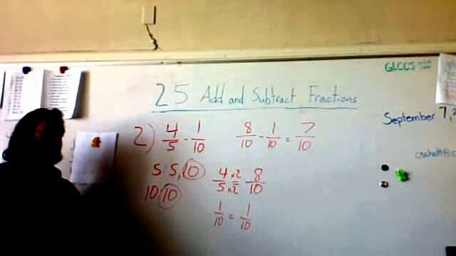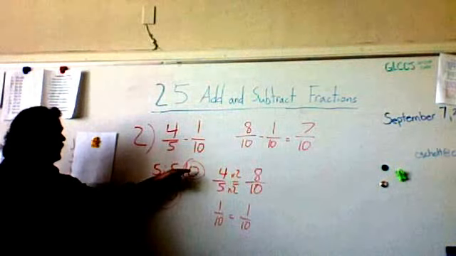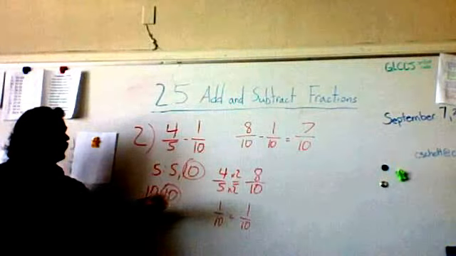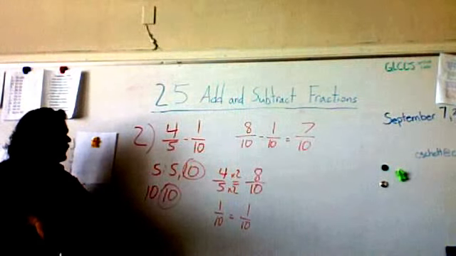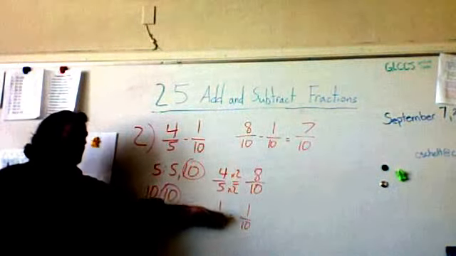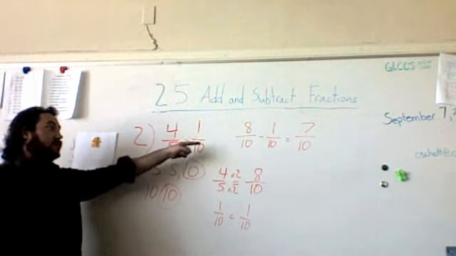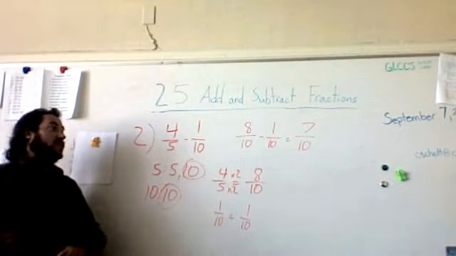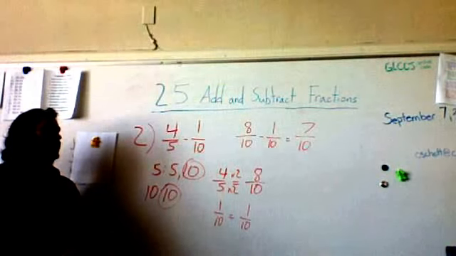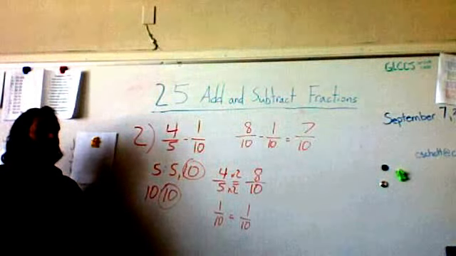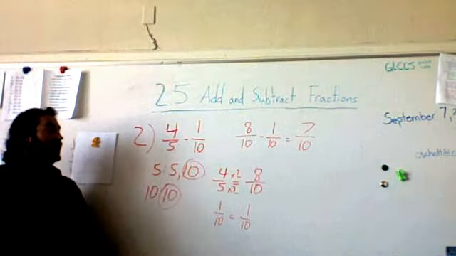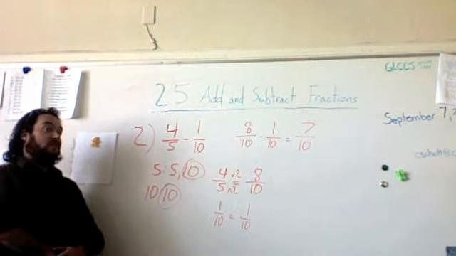We start by finding our least common denominator, which was 10, then converting to find our equivalent fractions, which are 8/10 and 1/10. Remember, the 1/10 stays the same because it already has a denominator of 10. Then we subtract 8/10 minus 1/10, which gives us an answer of 7/10. If you got that right, great job. If not, go back, check your work, and see if you can find where you made your mistake.